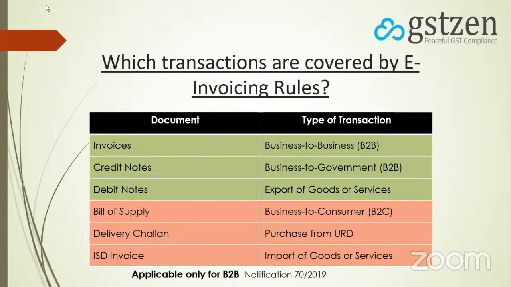So if you are selling your goods to a non-registered person that is categorized as B2C, e-invoicing will not be applicable. You will be giving a tax invoice, but it will not be an e-invoice. Similarly, any purchase from URD or any imports. So you will also not generate an e-invoice where you are selling non-taxable goods. So e-invoicing is not applicable for non-taxable supply, delivery challan, and ISD invoice.